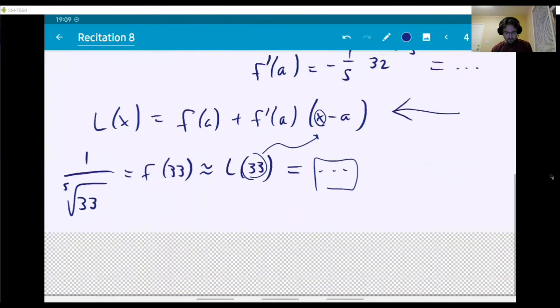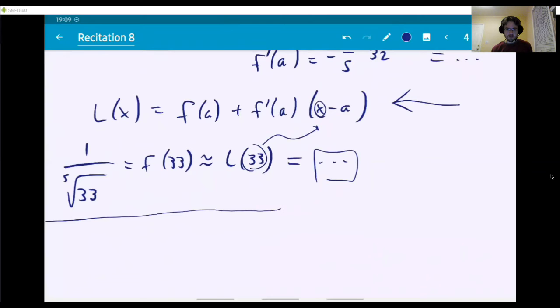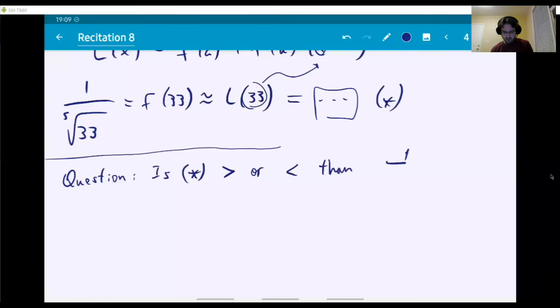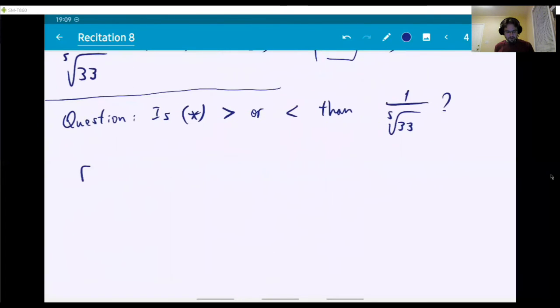But the problem is not over. The problem also asked, is this approximation smaller or larger than the actual value? So whatever this number is, maybe let's call that star. The question now is, is star larger or smaller than the actual number, the 1/5 root of 33? How do we determine that? We have to look at the graph of the function, 1/5 root of x, sorry.